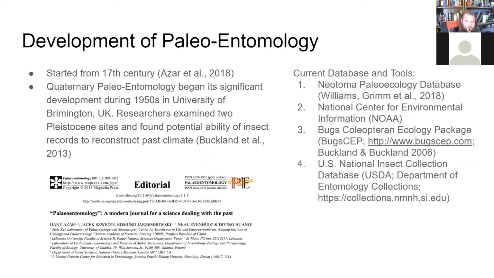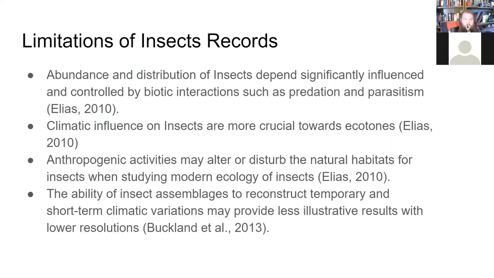Then I'm going to talk about some of the limitations of insect records. One of the limitations is that the abundance and distribution of insects is significantly influenced and controlled by biotic interactions such as predation and parasitism. So their distribution may not completely depend on climatic alteration or temperature changes.